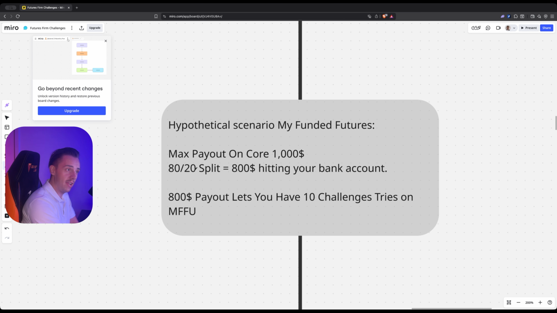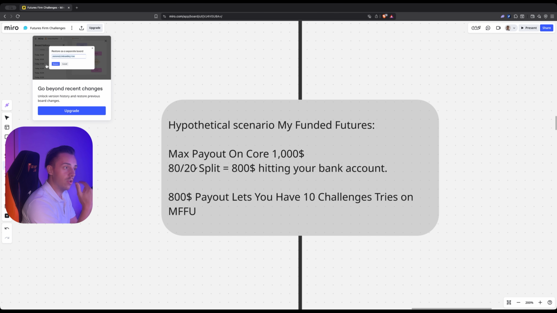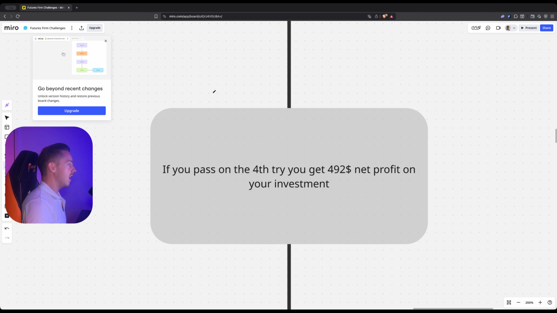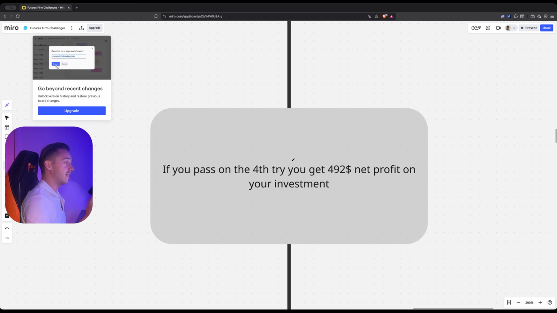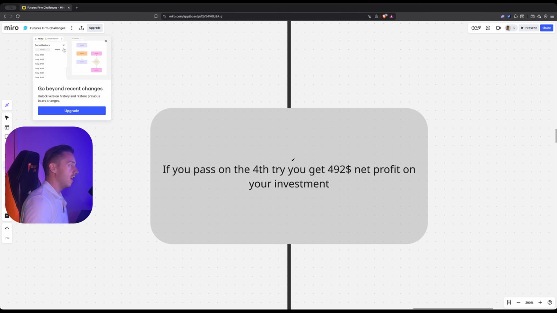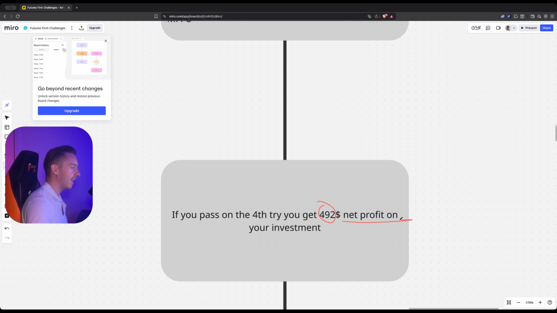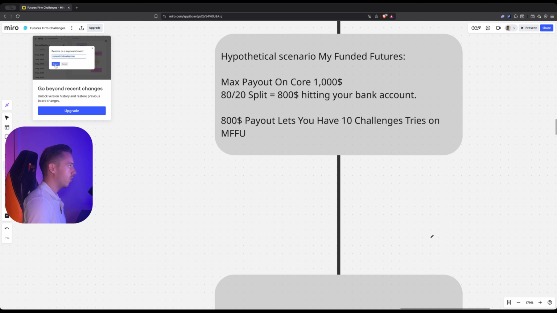Maybe you're not executing on your edge properly. Maybe you're not following the 1 trade per day rule. You just need to go back and evaluate your approach. So let me give you an example. If you pass on the fourth try, because let's be honest here, you're not going to pass every account on your first try. No one has a 100% pass rate on their challenges. There's going to be some accounts that you're going to lose, and there's going to be some accounts that you're going to be able to get to funding. But let's just say you pass on the fourth try. If you pass on the fourth try, that's $492 net profit on your investment if you're going for My Funded Futures.